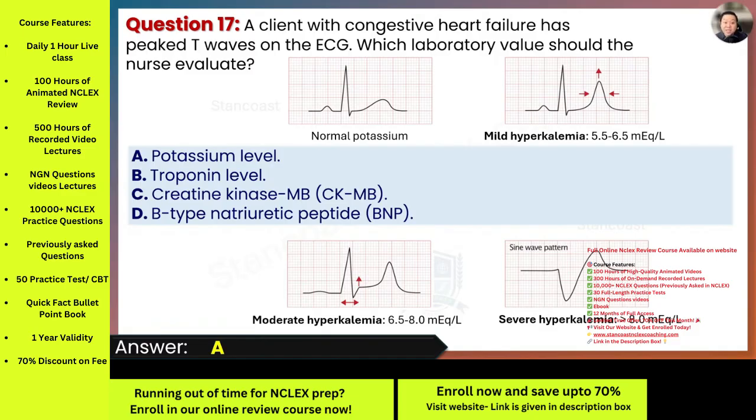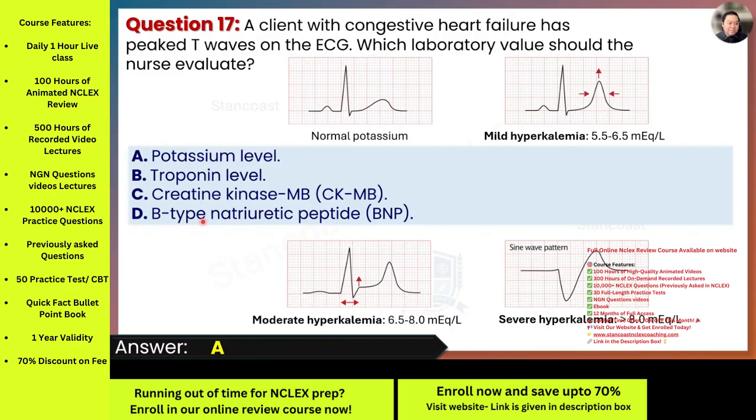Now, if there were signs of chest pain or ST segment elevation, then troponin would be key in diagnosing the client, but not in this case where hyperkalemia is the primary concern. Now, what about letter C, creatinine kinase MB? This is another marker for cardiac injury, especially for MI, but it doesn't lead to changes like peaked T waves. And the CK-MB troponin and the elevation would not explain the ECG changes as well.